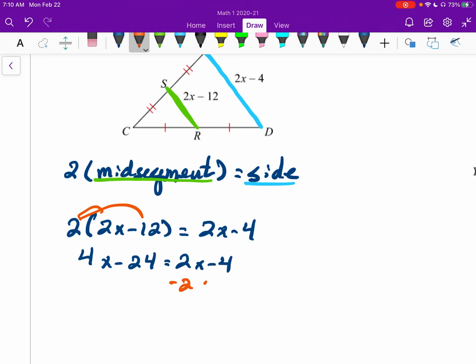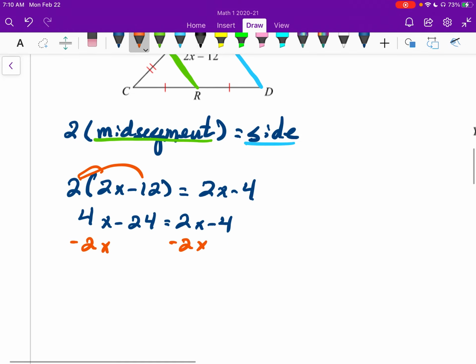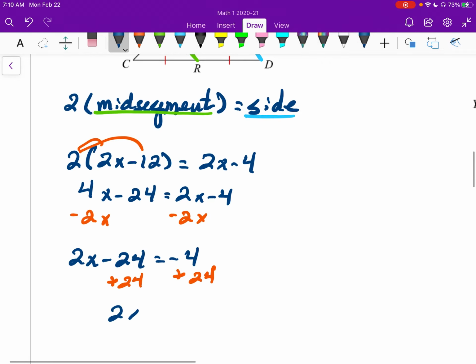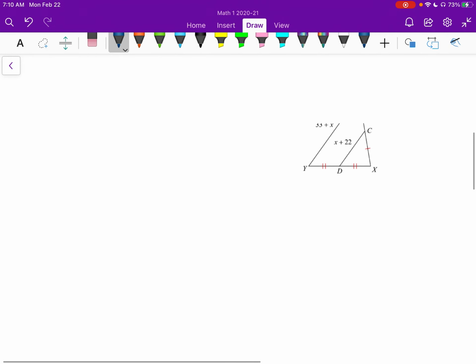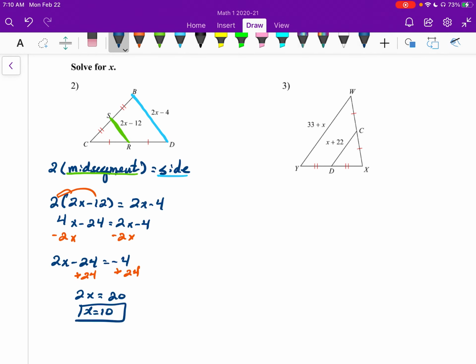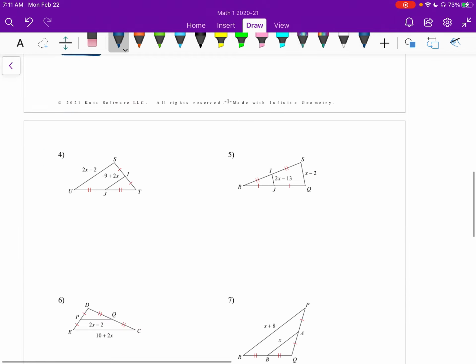I'll subtract my 2x to the left. That'll give me 2x minus 24 is negative 4. Adding my 24, that gives me 2x is 20, and x is 10, because I divided by 2. There we are. So these problems might be a little bit longer, but in my opinion, they don't have a whole lot of difficulty to them, right? They're relatively easy, relatively straightforward. So that's how all of the problems on this page are going to go, right?